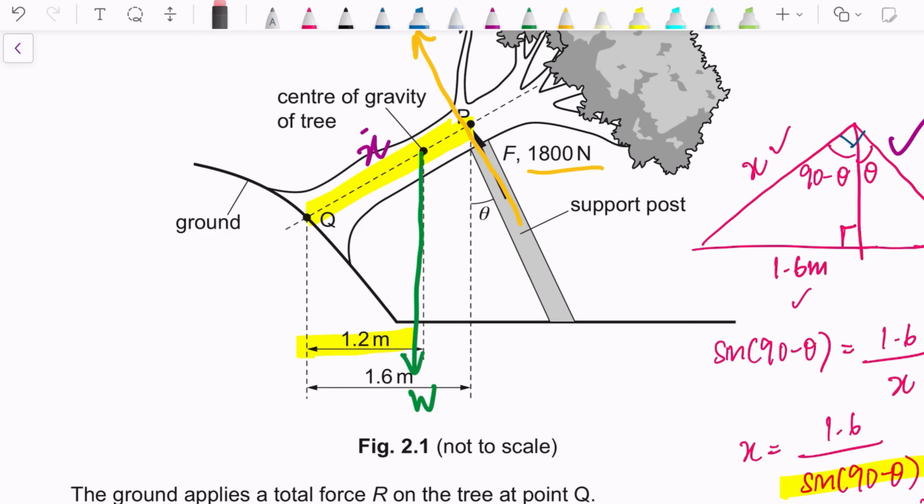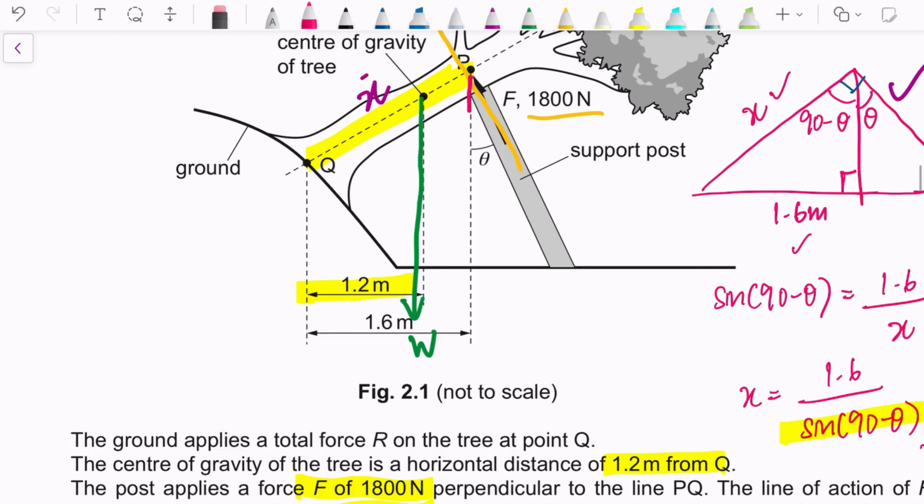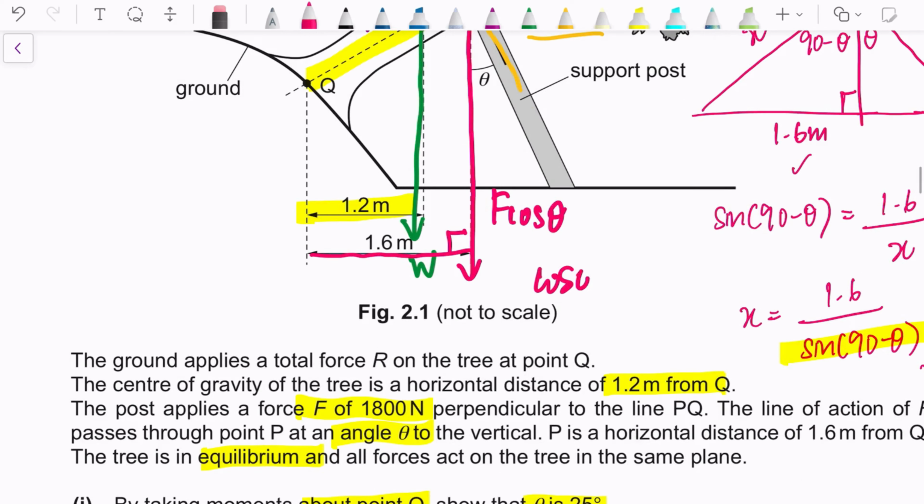So now you might be thinking, what if I resolve the force, that means I take F cos theta, and I multiply it by 1.6 meter. Is that possible? Here's the thing, you will not get the answer. You will not get 25 degrees. In fact, you will get cos theta as more than 1, which means you will not be able to get any angle.